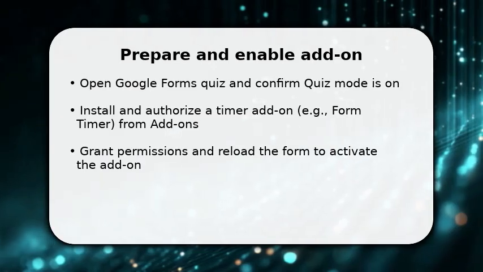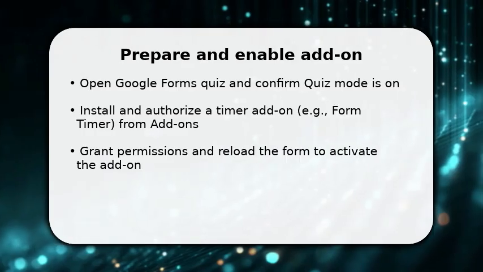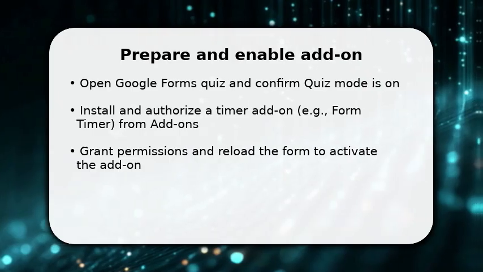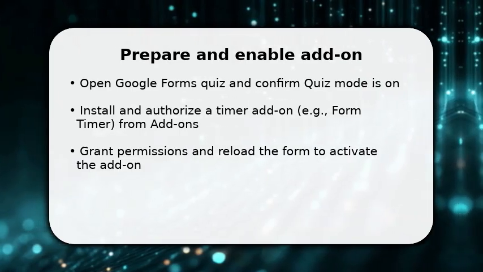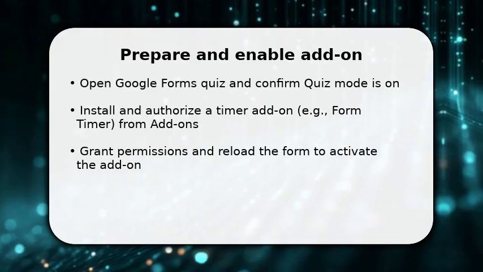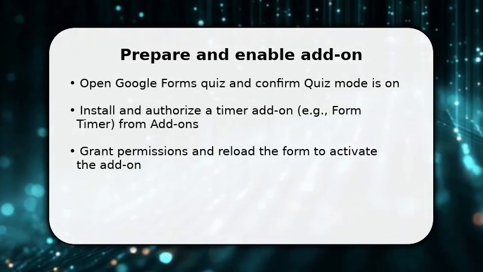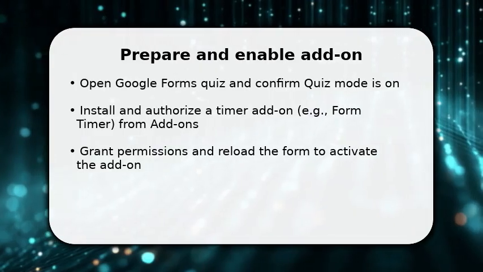You start by turning your Google form into a quiz and installing a timer add-on. Open Settings, enable Quiz, then go to Add-ons and pick a reputable timer. You must authorize the add-on to access the form. This is why you'll see permission prompts. Once done, reload the form so the add-on shows in the puzzle piece menu.